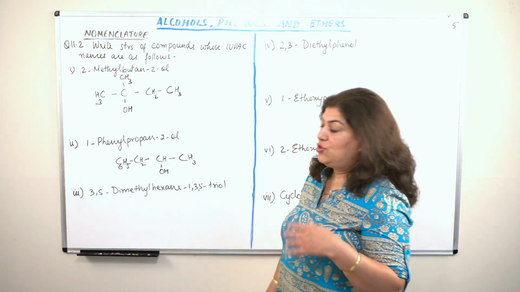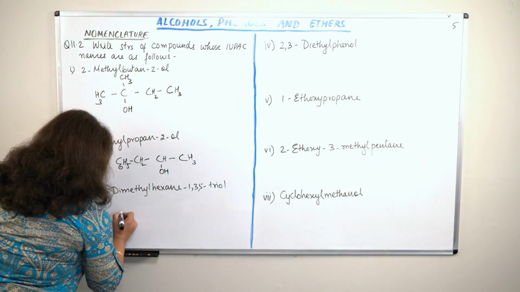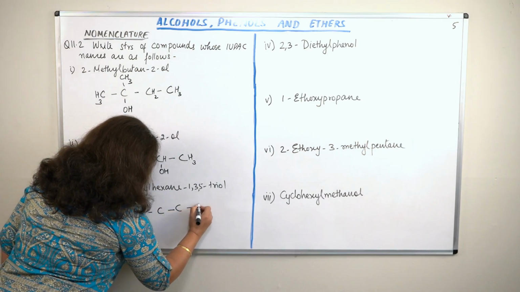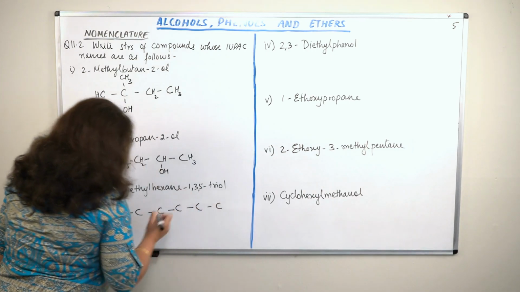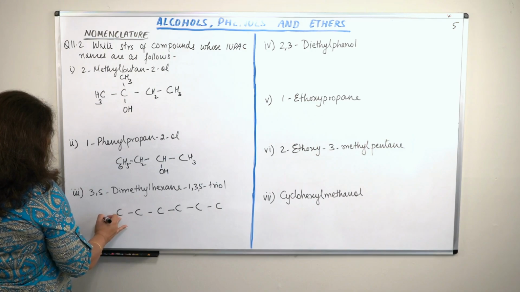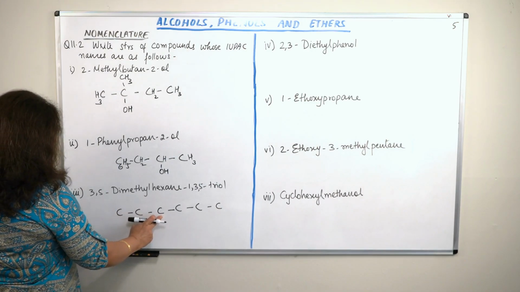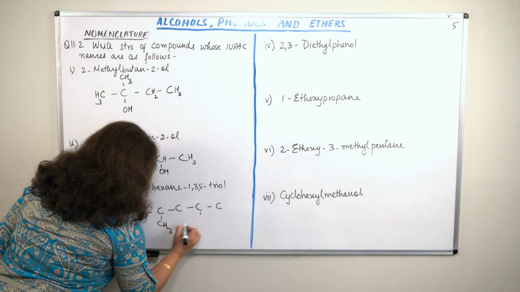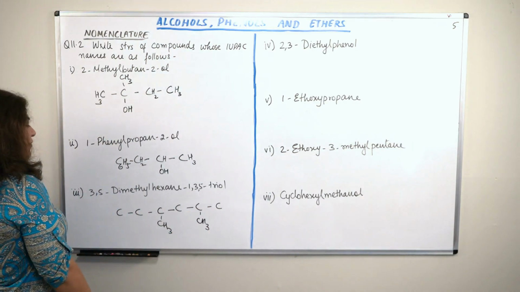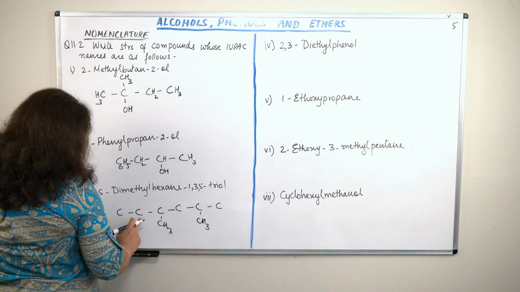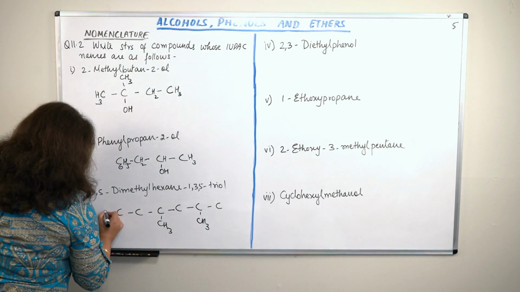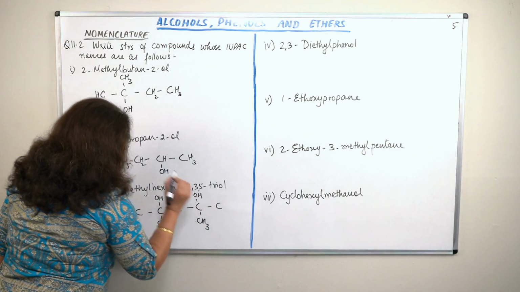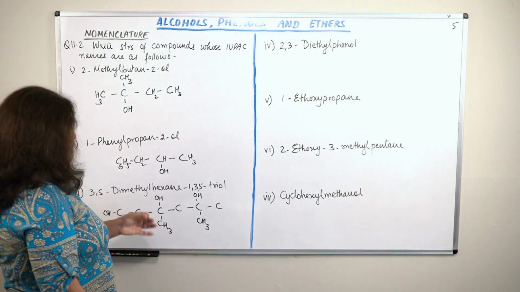Hex means 6 carbons. So I'll make a chain of 6 carbons. 1, 2, 3, 4, 5 and 6 carbons. 3, 5, I'm counting from this direction. This is carbon 1. 1, 2, 3, third carbon and the fifth carbon. What do they have? Methyl groups, CH3, CH3. So it makes it 3,5-dimethyl 1,3,5 triol. Carbon 1 has OH, 3 has OH and 5 has OH. 1,3,5 triol.